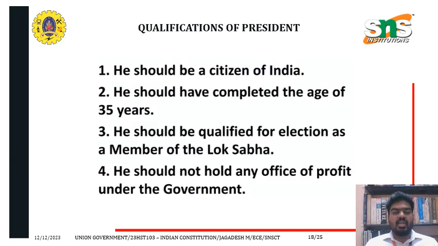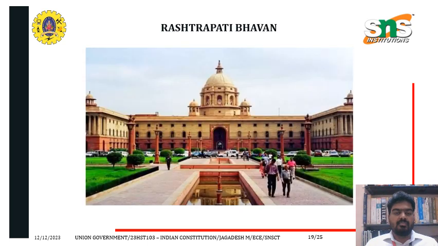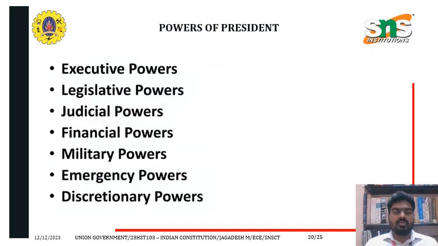Qualification of president: he should be a citizen of India, he should have completed the age of 35 years, he should be qualified for election as a member of Lok Sabha, and he should not hold any office of profit under the government. This image shows the Rashtrapati Bhavan. The powers of the president: executive power, legislative power, judicial power, financial power, military power, emergency power, and discretionary powers. These are all the powers of the president of our country.